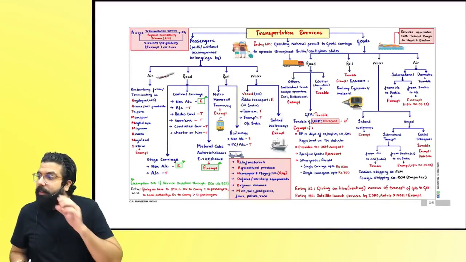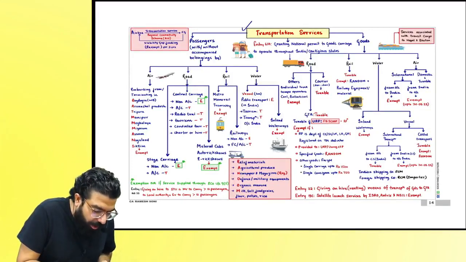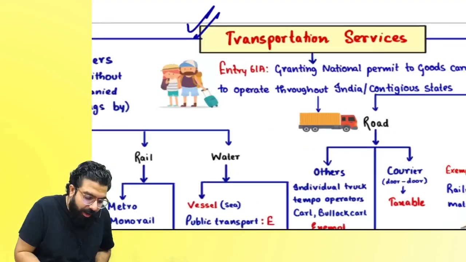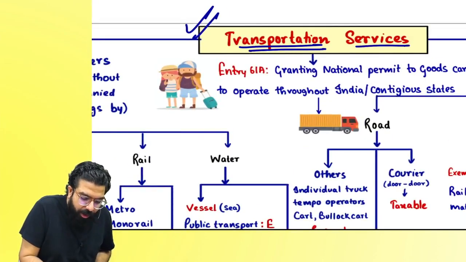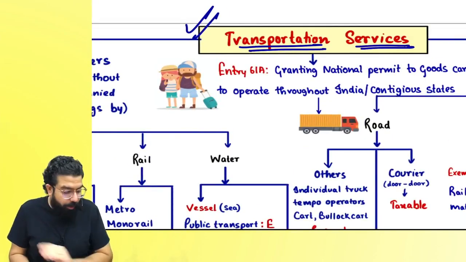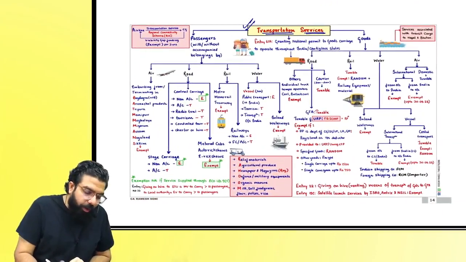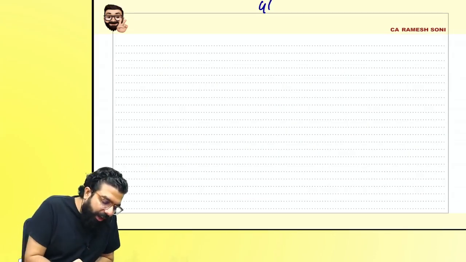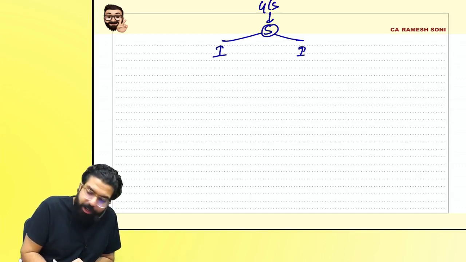Alright students, let's go ahead and now revise the chart of transportation services. Transportation services ka exemption we are going to understand now. Everyone over here. We started learning GST with goods and service. Goods and service has to be supplied.